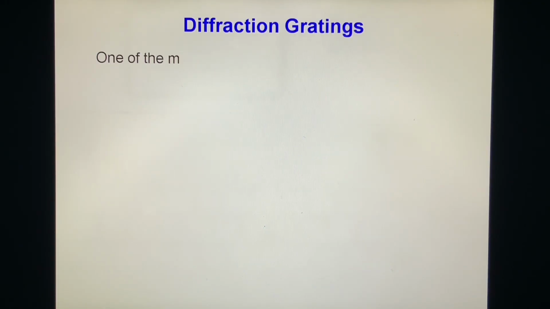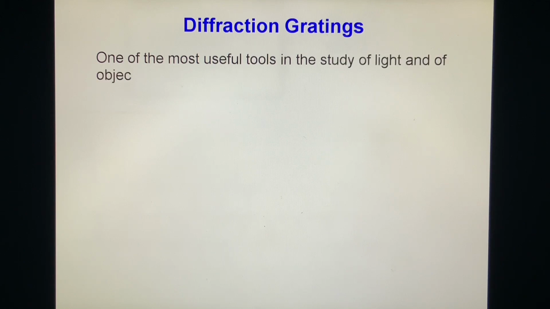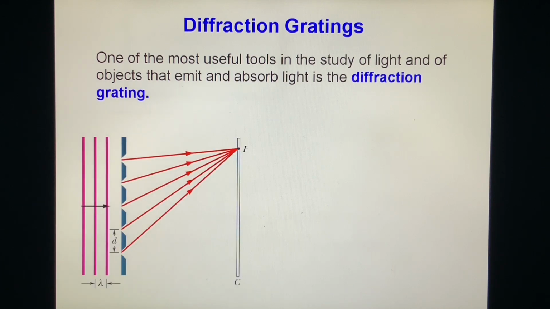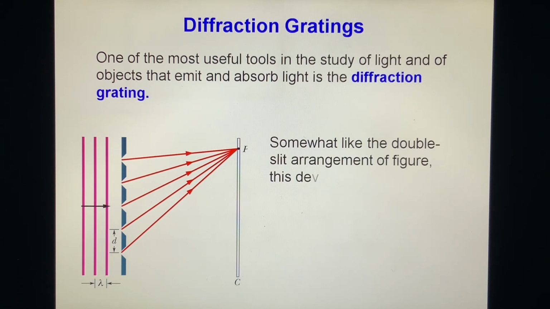Diffraction gratings. One of the most useful tools in the study of light, and of subjects that emit and absorb light, is the diffraction grating. This is a diffraction grating, somewhat like the double slit arrangement of the figure.